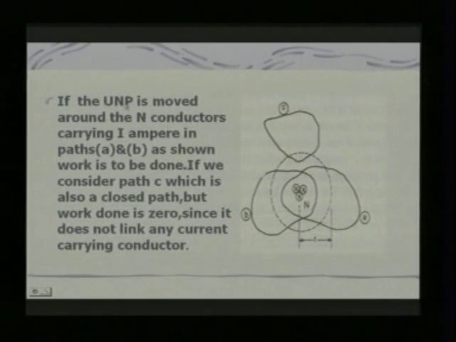If the UNP, that is unit north pole, having a pole strength of 1 Weber, is moved around the n conductors carrying a current of I ampere in paths A and B as shown, then work is to be done. If we consider path C, which is also a closed path, but work done is 0, since it does not link any current carrying conductor.